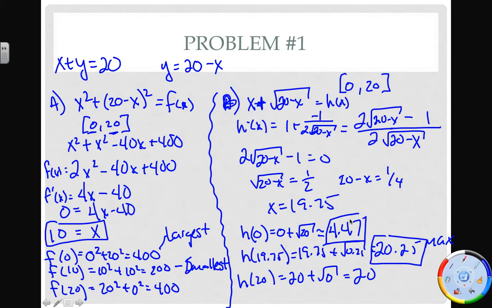Here's my min. My minimum is at x equals 0, and my y is a value of 20. Here, my x is 19.75, and my y value is 0.25. Okay, so straightforward on this particular problem.